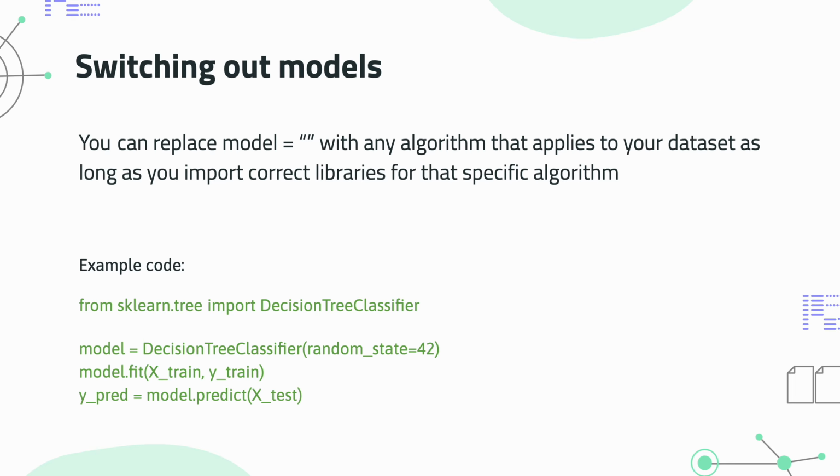So switching out models, all you have to do is replace the model name. So instead of model equals the logistic regression, here we're putting in decision tree classifier. So you just set model equal to whatever model you're using, and that makes it easy so you don't have to go to every little section and put in decision tree classifier.